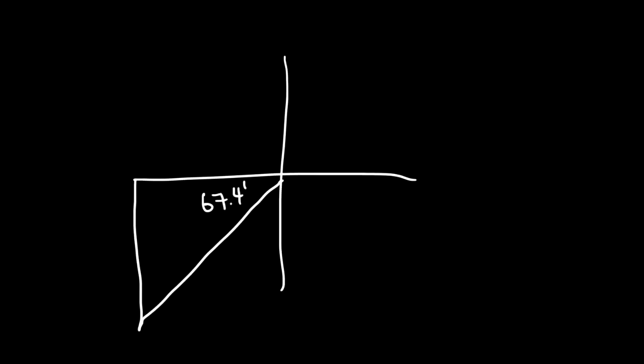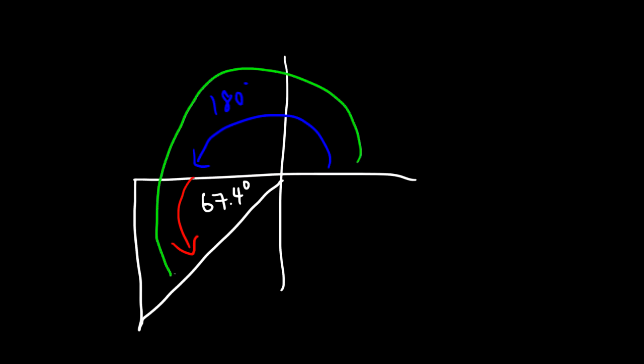So here's the reference angle. It's inside the triangle. Now what we need is the angle relative to the positive x-axis. So if this is 180, then the resultant vector is 180 plus 67.4 relative to the x-axis. So it's at an angle of 247.4.